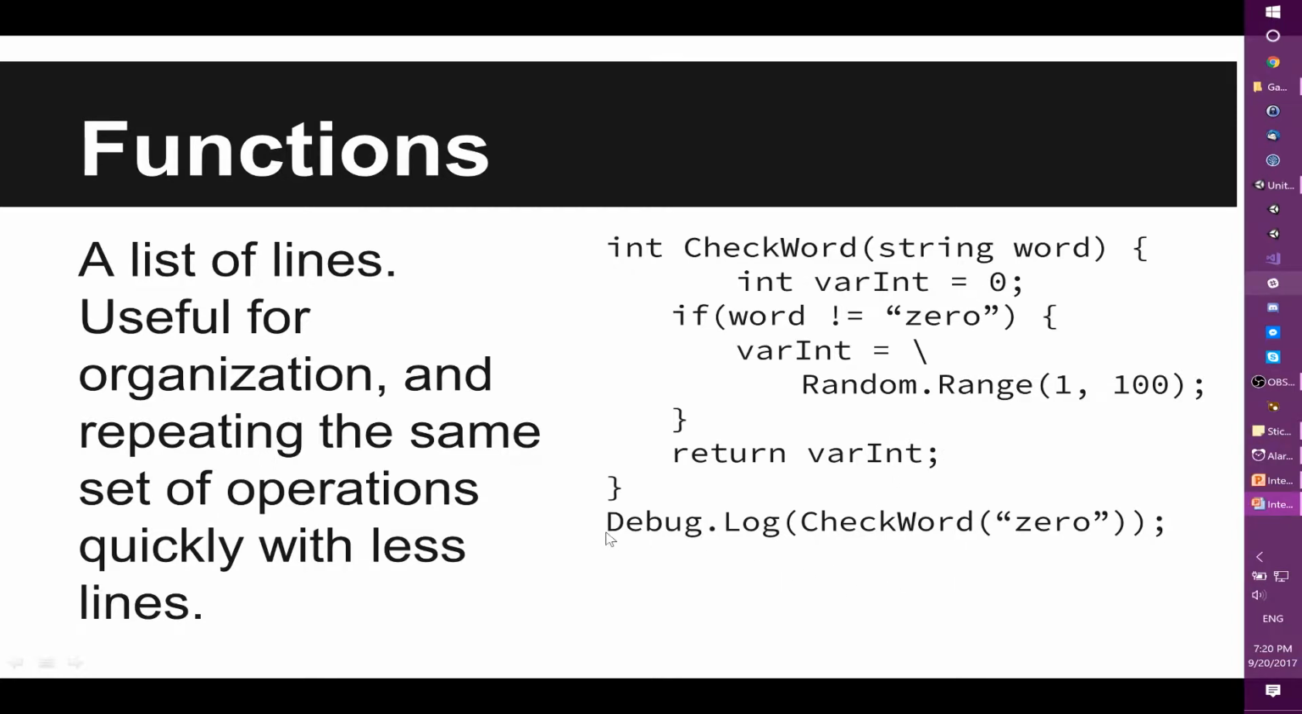And then here we're actually using that function right here, check word parentheses, and then we're pulling in 0. This is how functions are being called. This is how it lets you reuse that same set of lines.